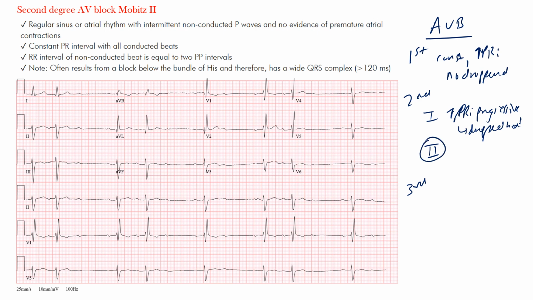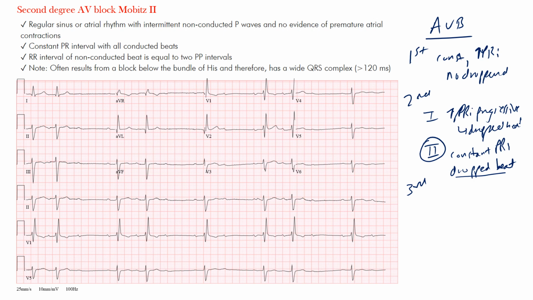Now in type 2, what we'll look at here is we have a constant PR interval, and then we have a non-conducted beat or intermittent dropped beat. Again, in Mobitz type 1, we had an increase until the AV node fatigued enough that it could not conduct, and then we had a dropped beat. In this case, we just have conduction that is normal, and then all of a sudden you have a dropped beat. So let's take a look at this.